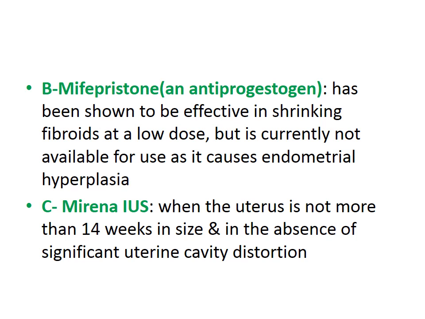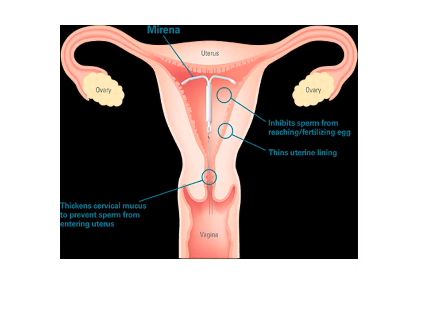The third medical example of drugs that are used for treatment of fibroids is the Mirena, that is to say the levonorgestrel releasing intrauterine system. This is especially indicated when the uterus is not more than 14 weeks in size and in the absence of significant uterine cavity distortion. And this figure illustrates how the Mirena looks inside the uterus. Of course, this is a way of contraception as well, and it is licensed for use up to 5 years.